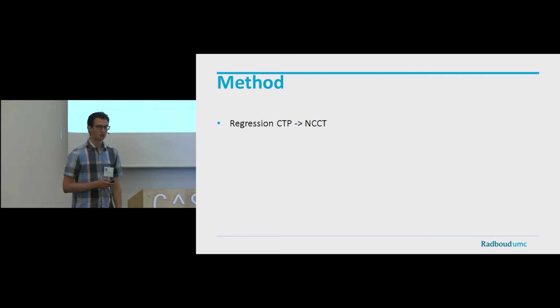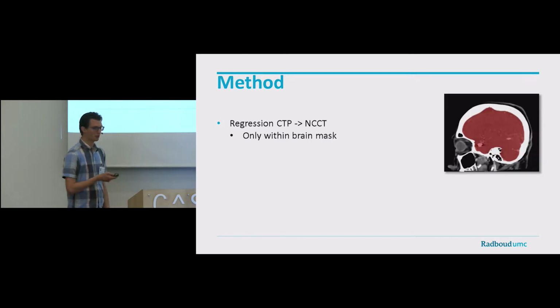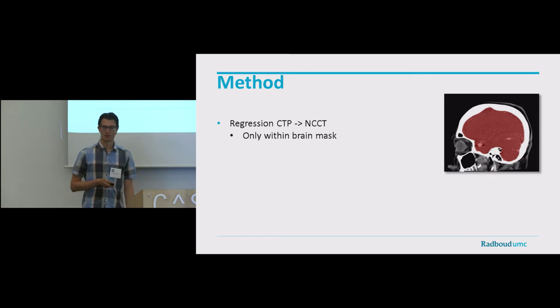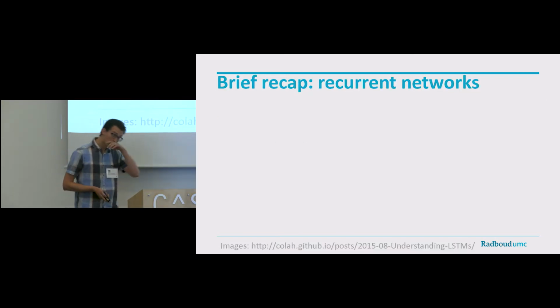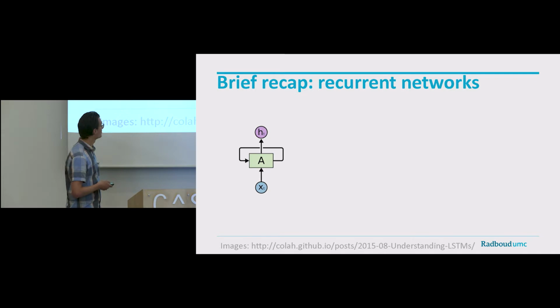And we thought, well, let's just take the most obvious approach, which is going for a regression within the brain mask. But we still need a model to actually do this. And we want a model to incorporate this spatial, temporal, 4-dimensional data. So we went back to class: recurrent nets. How do we deal with this temporal information?